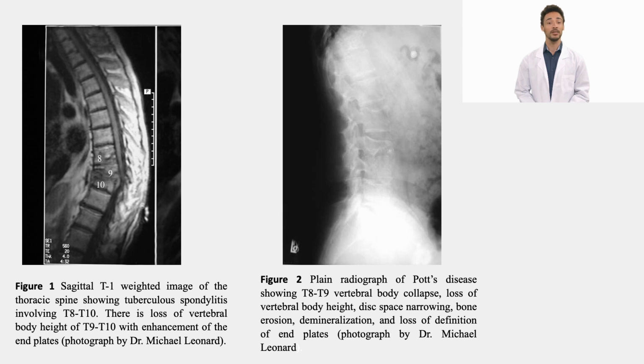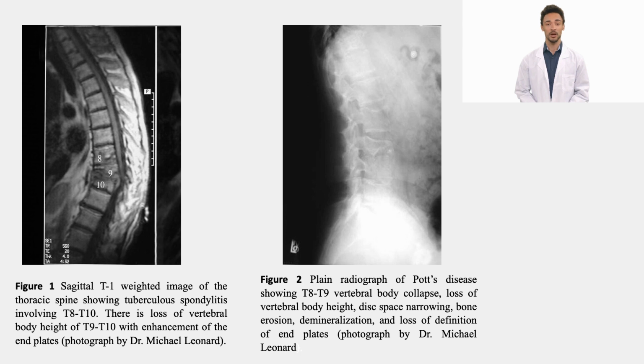Let's turn our attention now to the diagnostic images that will illuminate these complex relationships. On the screen, you will see 2 X-ray images that exemplify the typical manifestations of tuberculosis in the spine, also known as Pott's disease or tuberculous spondylitis. Firstly, let's examine Figure 1. This is a sagittal T1 weighted image of the thoracic spine, demonstrating tuberculous spondylitis involving the T8-T10 vertebrae.